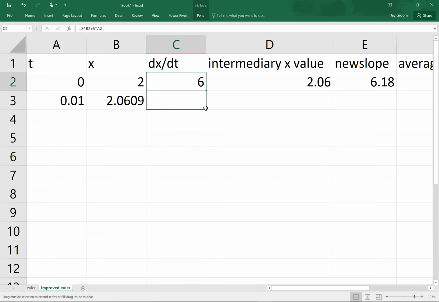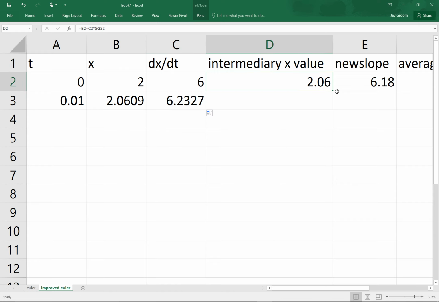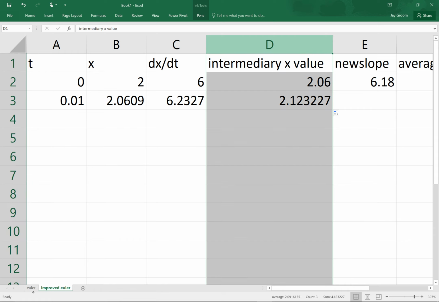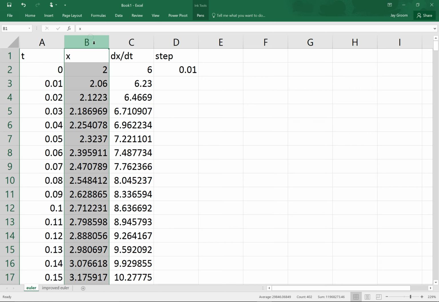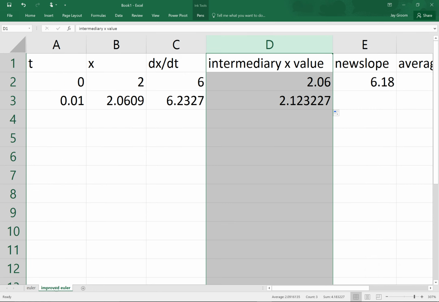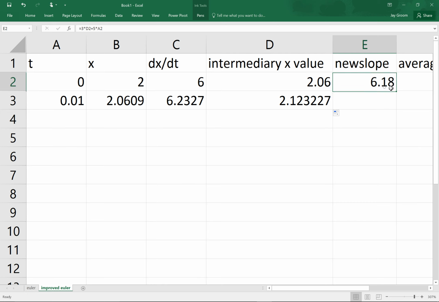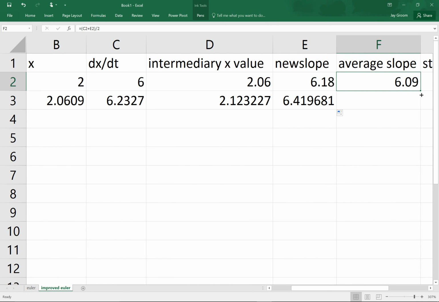So this piece will be the same. I drag it down. If you're not sure what it is, look at this. It's using those two. Look at this down here. It's using those two, right? This column right here is the same column that you had in Euler, but those become our intermediate x values this time. Our new slope is the same deal, and of course the average. I'm still going to average those two.